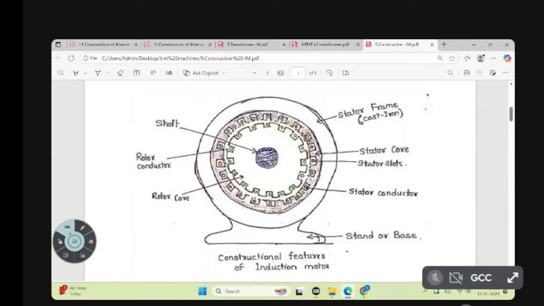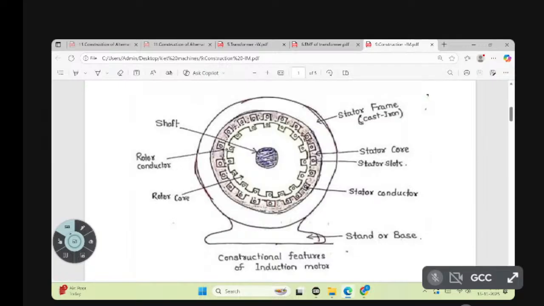Induction motor. Stator is having stator slot, rotor is having rotor slot. Two windings, one winding in stator, one winding in rotor. No slip ring is available, no brush is available, nothing is available. With respect to construction, it is very, very simple.